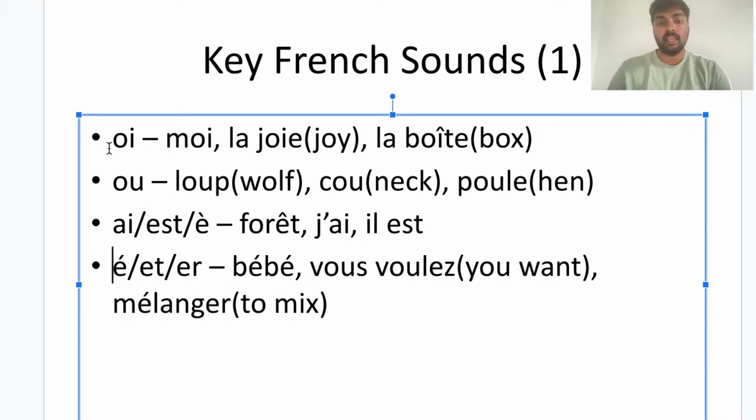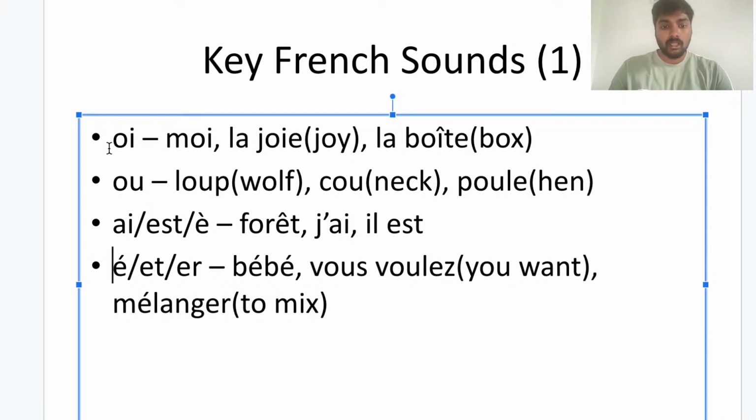How do you spell it? Moi, joie, or boîte. So OI is actually spelled as wa, like moi. Again, la joie, and la boîte, like that. Wa. It has to come like a wa sound. Okay, moi, la joie, la boîte.